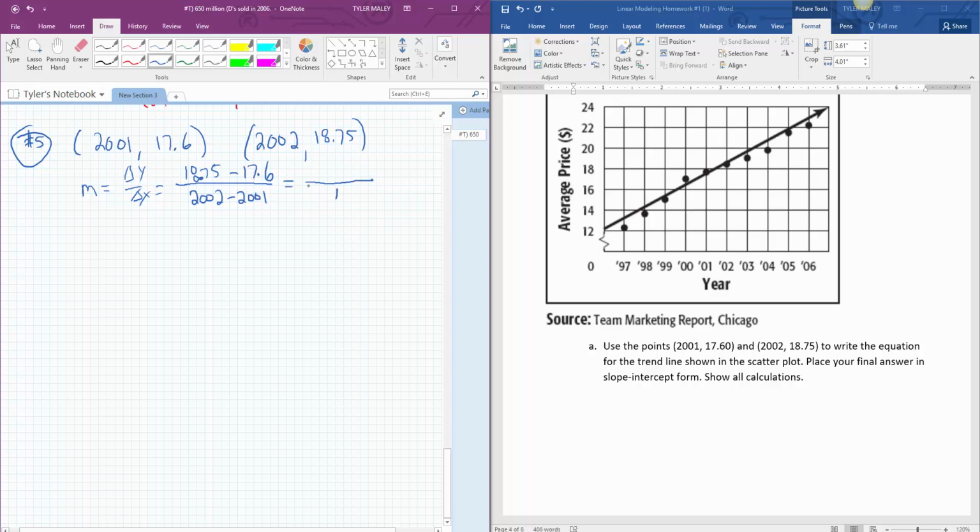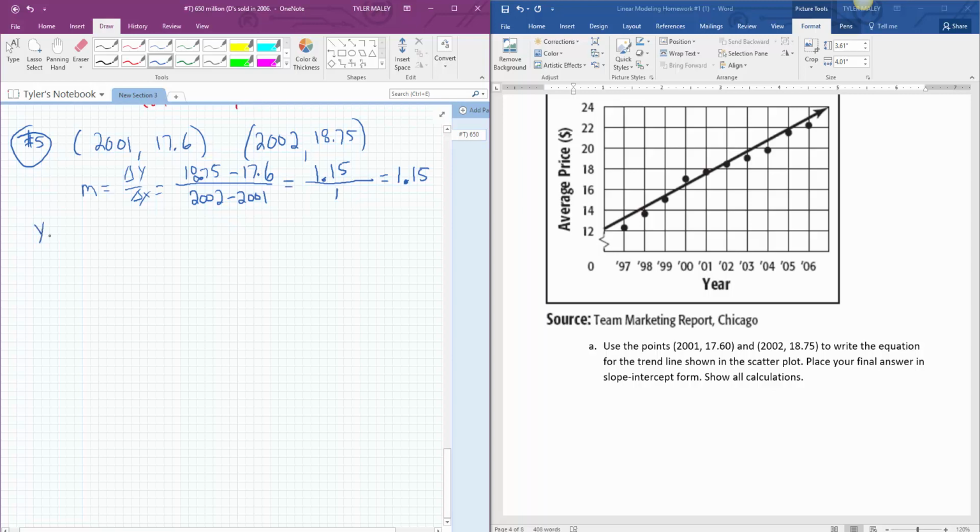And then 18.75 minus 17.6, we get what? 1.15, right? So 1.15 divided by 1, of course, would just be 1.15. So that's my slope, right? So we're getting the equation of a line, right?